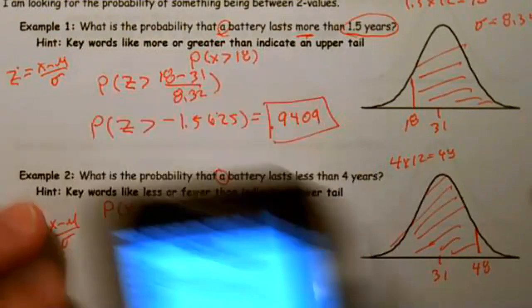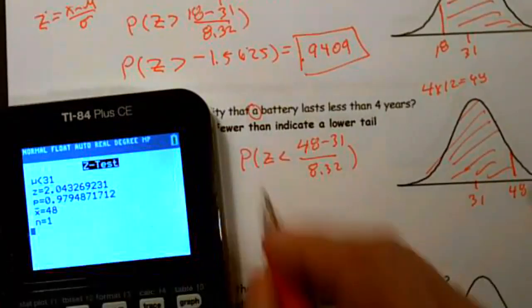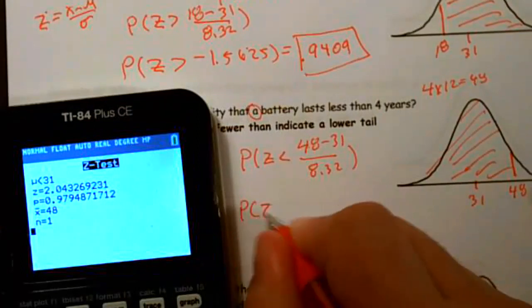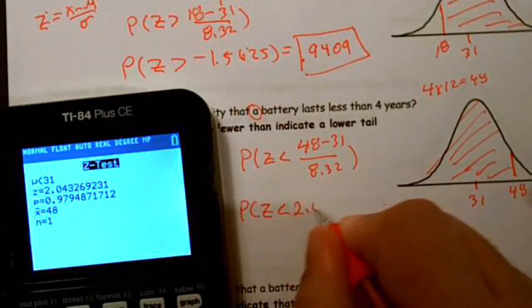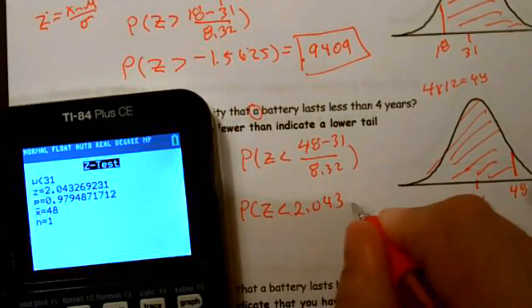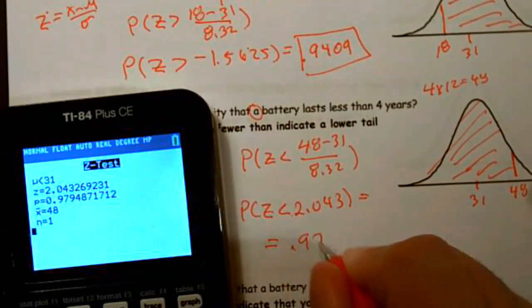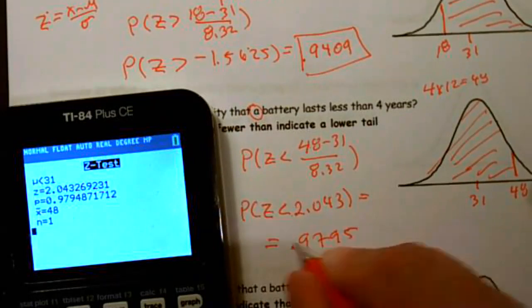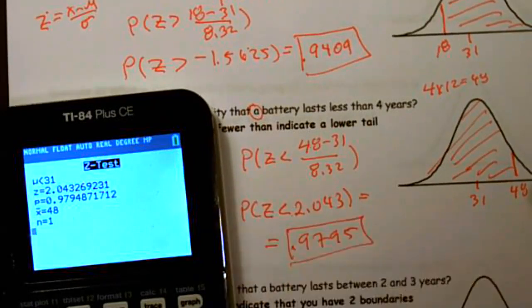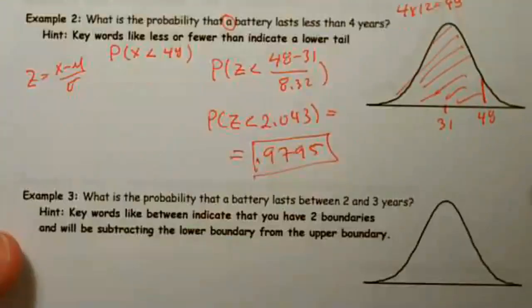And we end up getting the probability that Z is less than 2.043, and that equals 0.9795. And that's my answer. All right. Moving on to the next one.